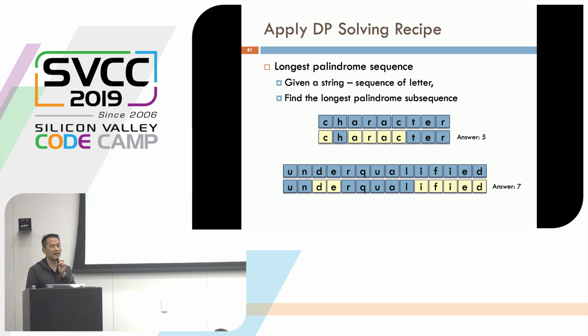How many subsequences are there in an array of n characters? 2 to the n. 2 to the n.